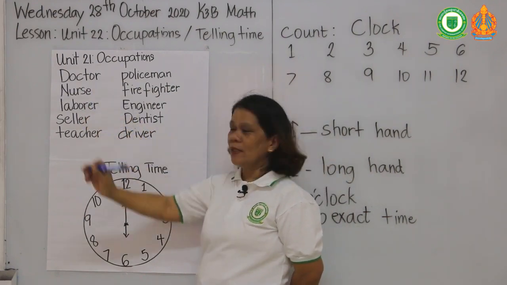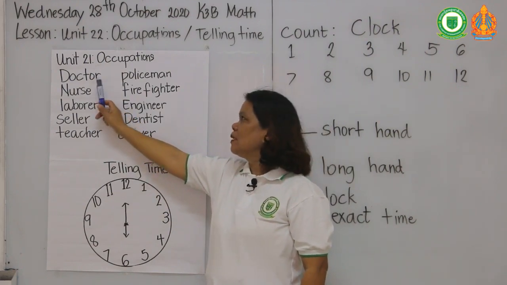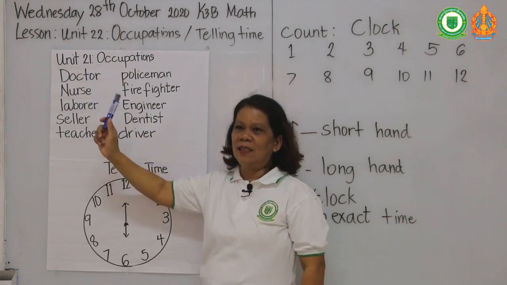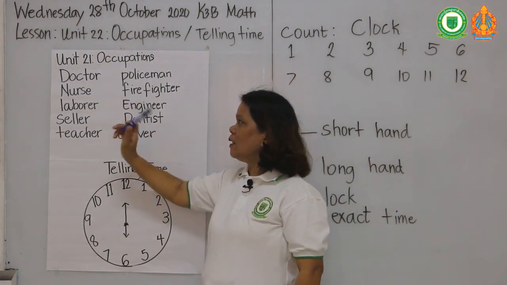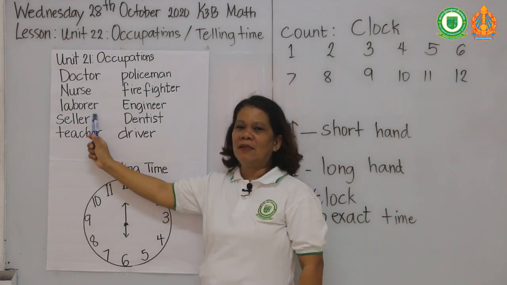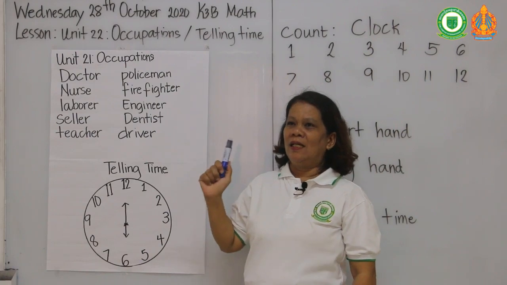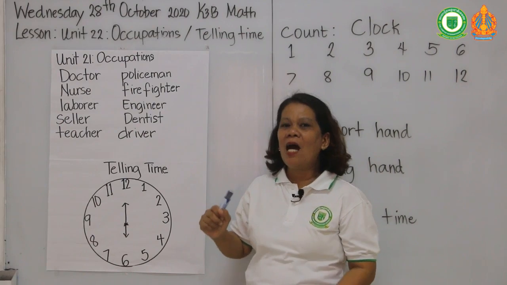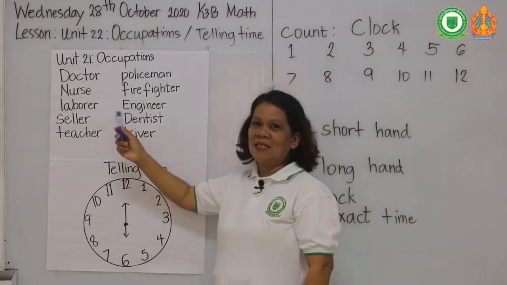Doctor. I know what is a doctor. So a doctor works in the hospital. Doctor. Nurse. A nurse is also working at the hospital. Okay, the doctor and the nurse work together. Laborer. Laborer means a person who is working in the construction area, like they are making houses, they are hauling sand, they are hauling rock or stones to make a house.